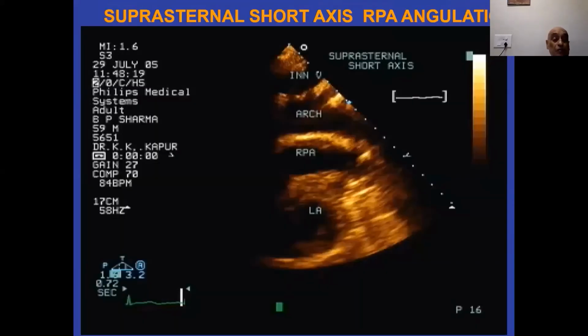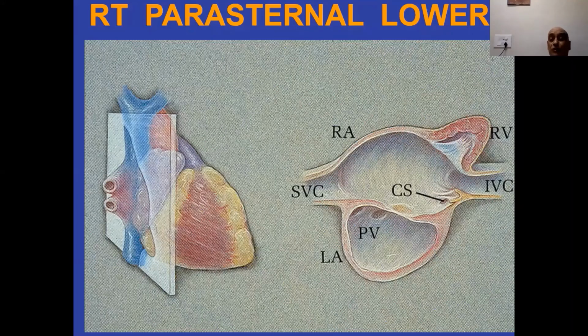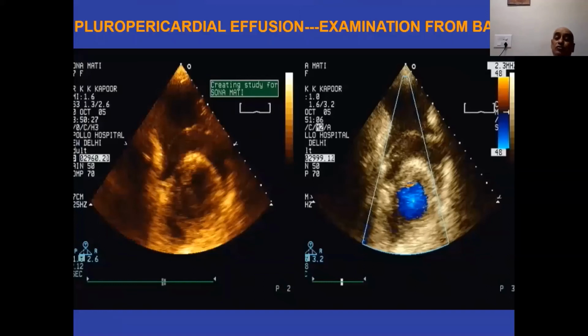When you're doing the apical view of the LV, you can move the transducer slightly more laterally and look for the pleural effusion. But the best way to look for the pleural effusions, either right or left, is to make the patient sit up and then image from the back. So if you place the transducer from the back, you are going to get this pleural effusion if it is there.